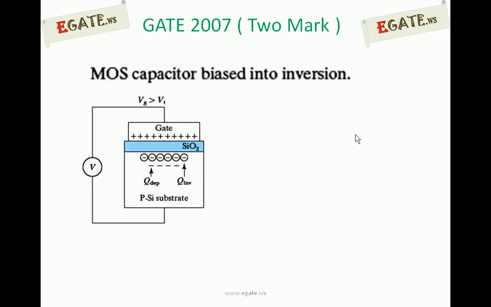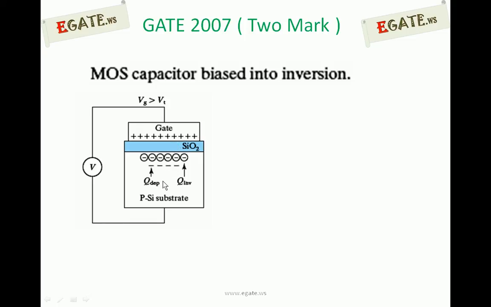Now let us see what happens if you apply a sufficiently large positive voltage: the MOS capacitor biased into inversion. Whenever we apply a sufficiently large positive voltage, greater than the threshold voltage, the MOS capacitor is said to be in the inversion region. Here we apply more positive voltage, so that initially a depletion layer is formed. Since the gate is now biased with a large positive voltage, it can attract more negative charge carriers from the p-type substrate. That is, more minority carriers are attracted towards the gate side.